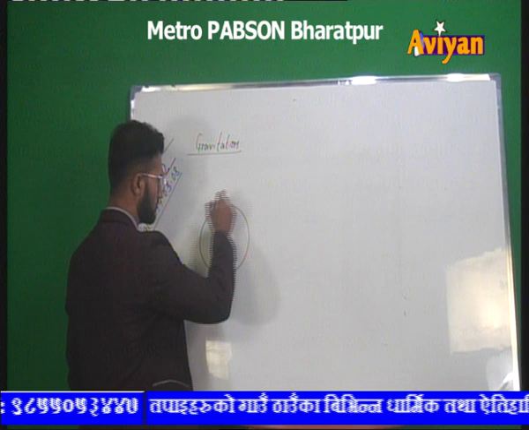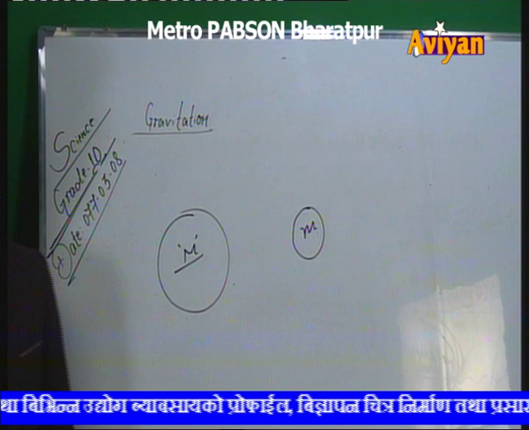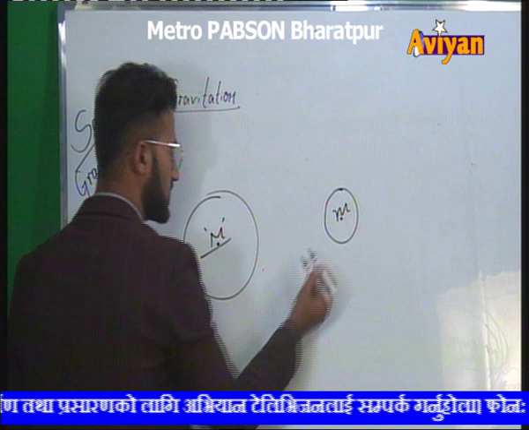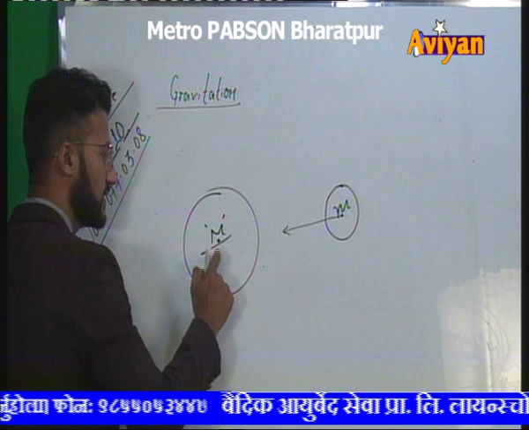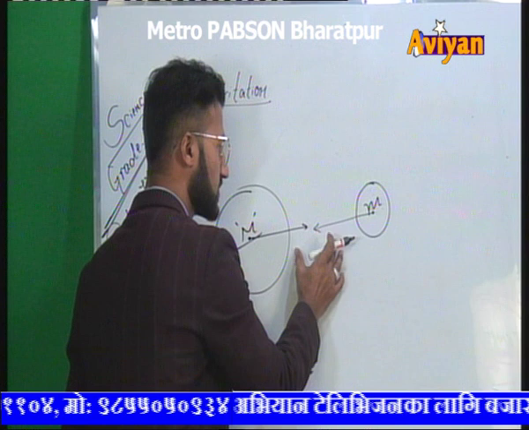See, this is a body of mass capital M. This is another body of mass small m. Because they have certain mass, there exists force of gravitation between them. This body is attracted by this mass, and this mass is attracted by this body. The force of attraction is called force of gravitation, which means force of gravitation makes them pull each other to their side.